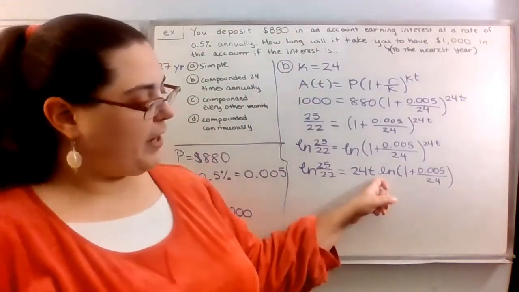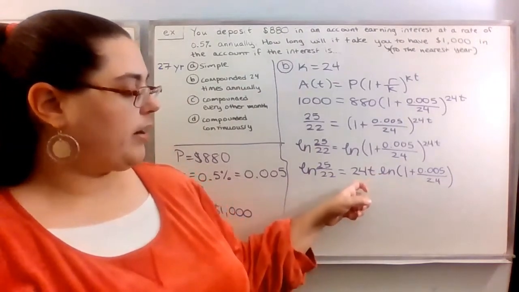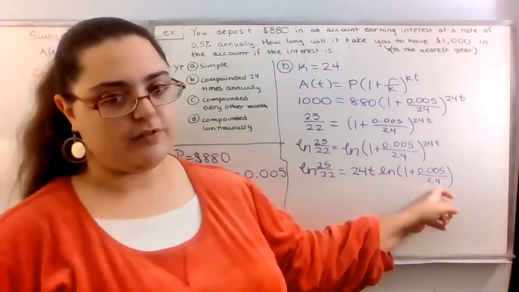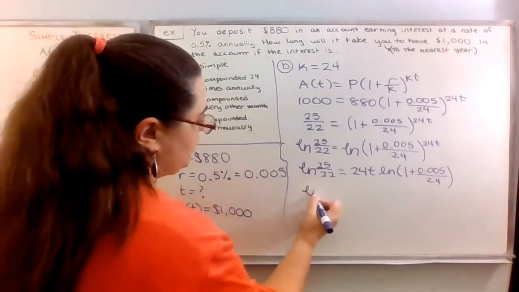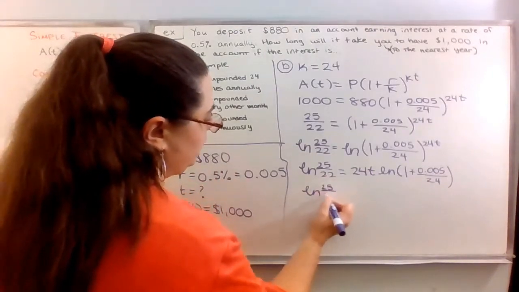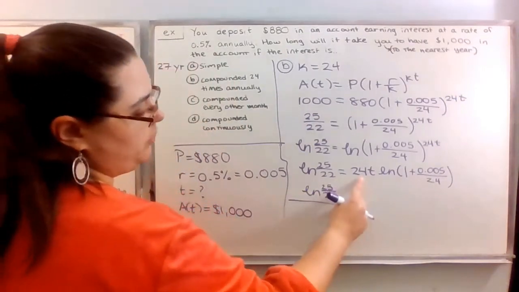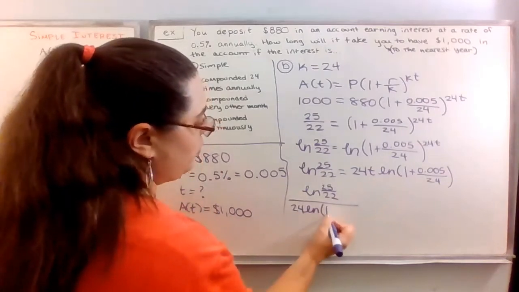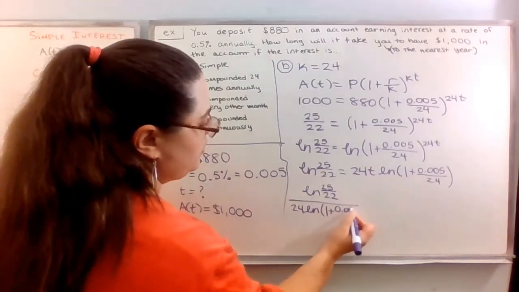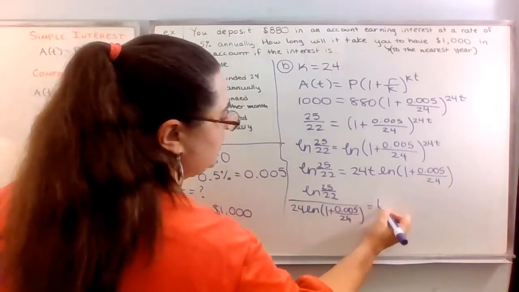And so to get t by itself, I'm going to divide both sides by the product of 24 and the natural log of this expression. So we're going to get a really gross looking expression here, the natural log of 25 over 22 all over, and we're dividing by 24 times the natural log of 1 plus 0.005 over 24, and that's going to equal t.